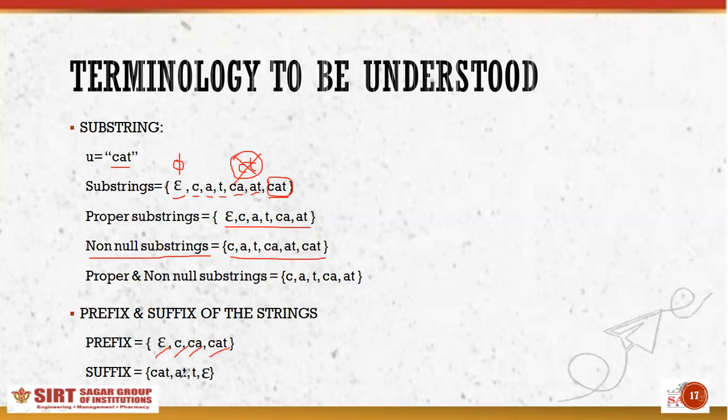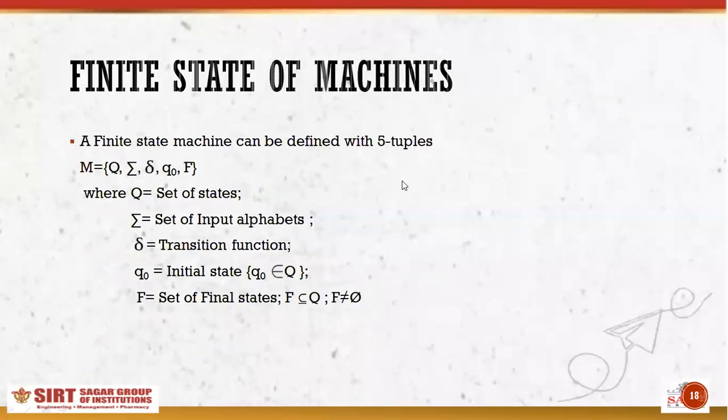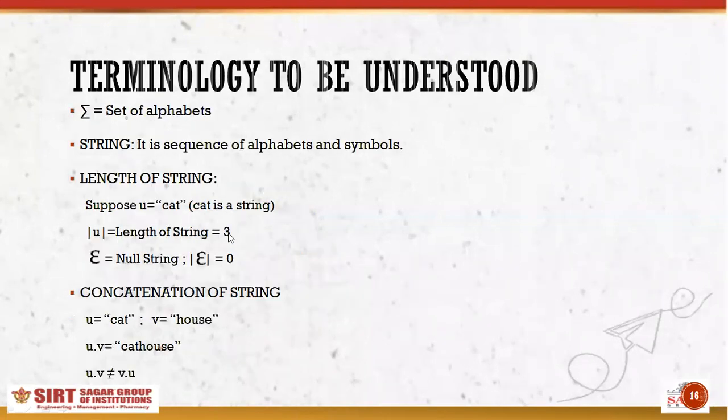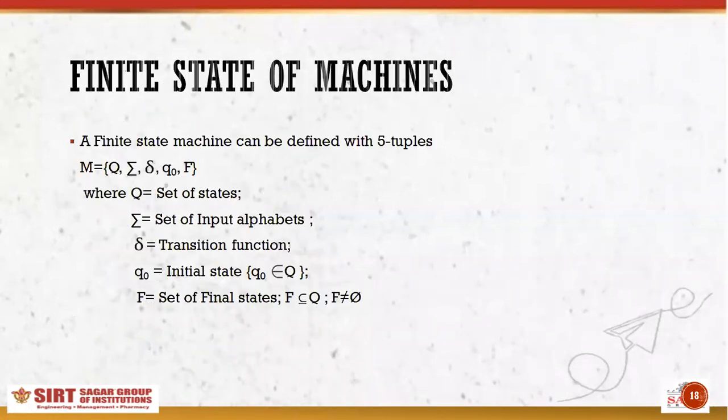Similarly, if you talk about suffix, CAT will be there, then AT, that means the trailing part, then T will be there, and lastly epsilon will also be there. So in both prefix and suffix, epsilon will be present. In prefix, the preceding set of strings will be written, and in suffix, the trailing part of these strings will be written. These are all the related terms: substrings, the null string, languages, alphabets.